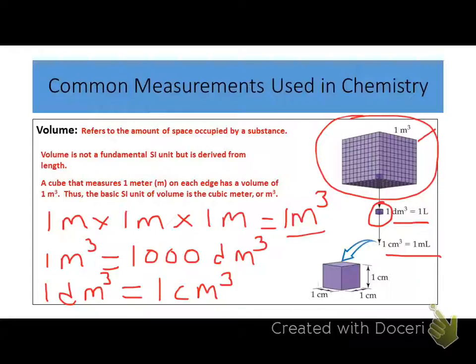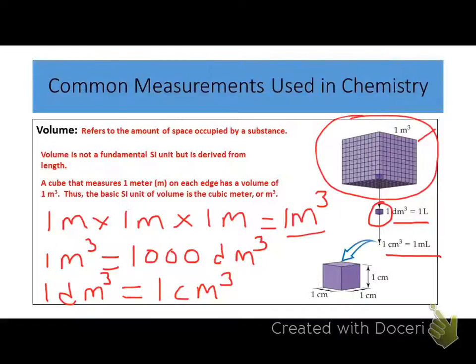All right? So take some time to really think about this concept of volume. If you need to replay this lecture video to grasp this, then do. But this is really important, these relationships, especially to understand that 1 cubic decimeter is equal to 1 liter and 1 cubic centimeter is equal to 1 milliliter.